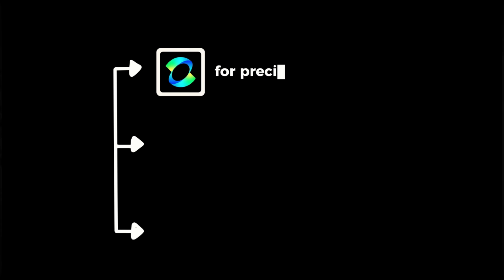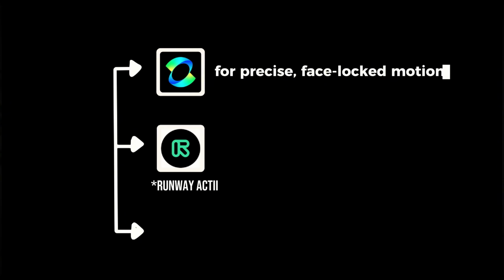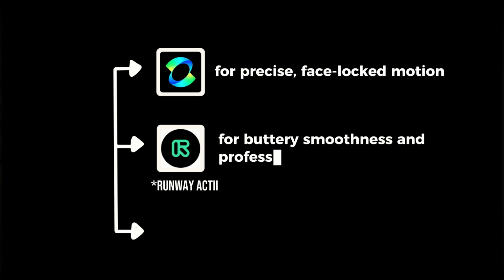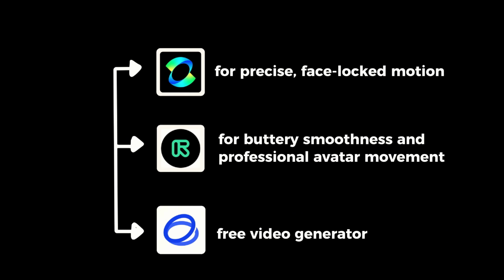This step is called motion match, and the goal is to make your avatar move just enough to feel human, not like it's possessed. There are two major players here I've found that do a great job. Kling AI for precise, face-locked motion, Runway Gen 4 Turbo for buttery smoothness and nice lighting. And I'll show you how I use them differently. And if you are looking for a free version, use ChatGLM.